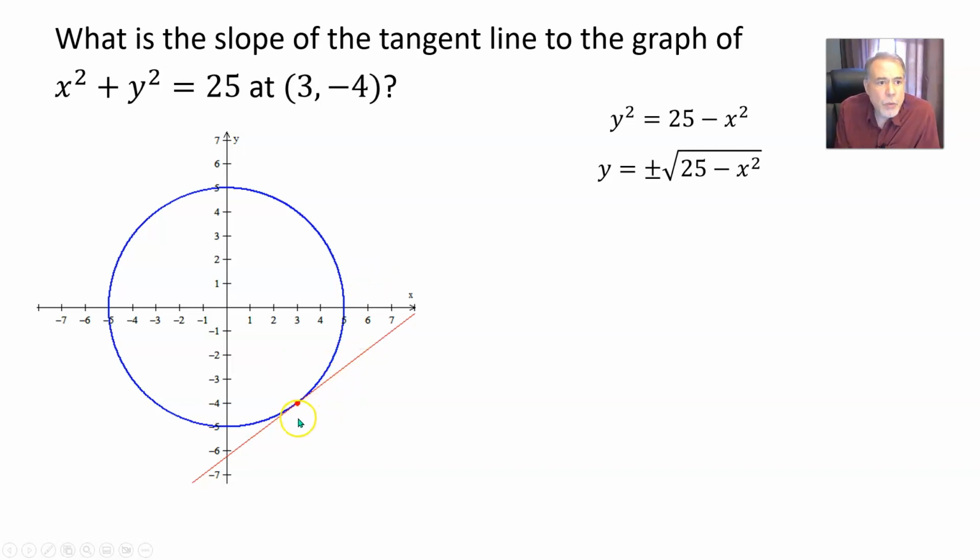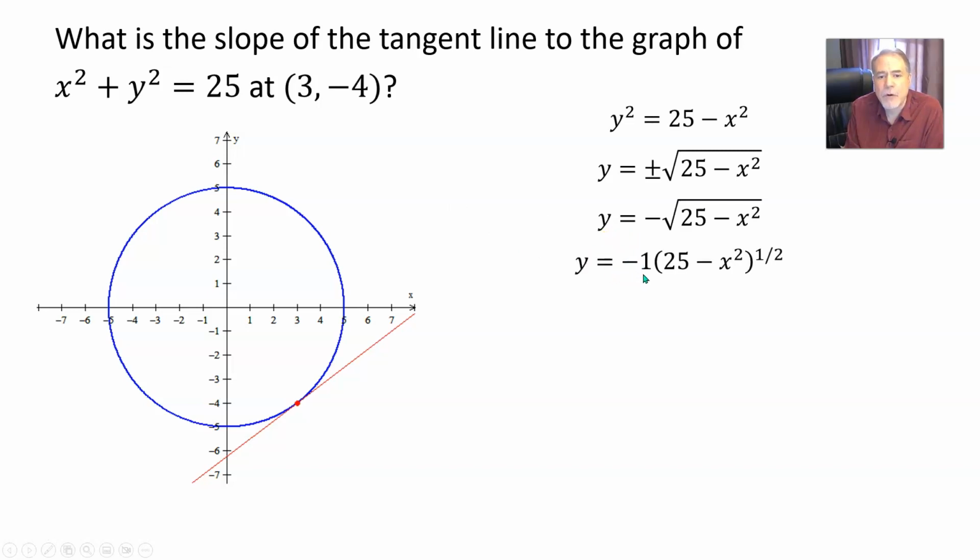So because we want to know what's happening at that point, we'll work with y equal to the negative square root of 25 minus x squared. So that's what we have to differentiate. And before I actually take the derivative, I'm going to rewrite that in the form negative 1 times (25 minus x squared) to the 1/2 power. Because, of course, taking something to the 1/2 power is the same as taking the square root of that thing.